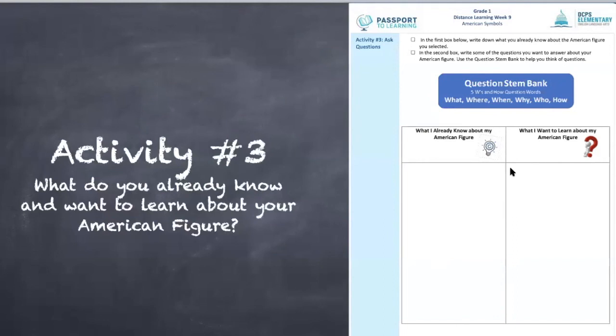Remember, Ms. Valdez is writing about Mae Jemison, so her questions are going to be about her. So I'm going to select one of the words from the question stem bank. I'm going to pick this word, when. And then here I will write, when was Mae Jemison born? Because I want to know when Mae Jemison was born.